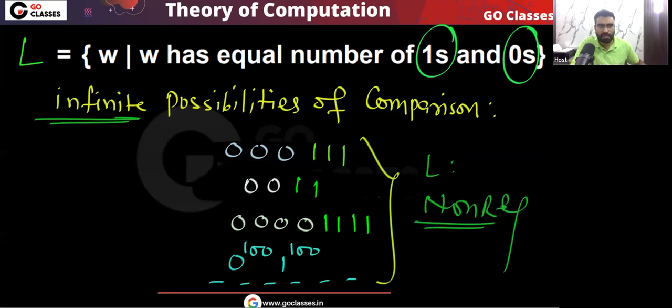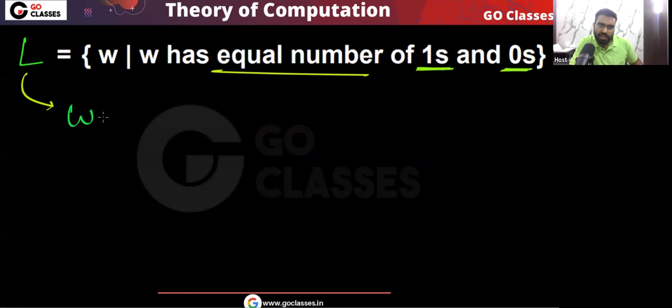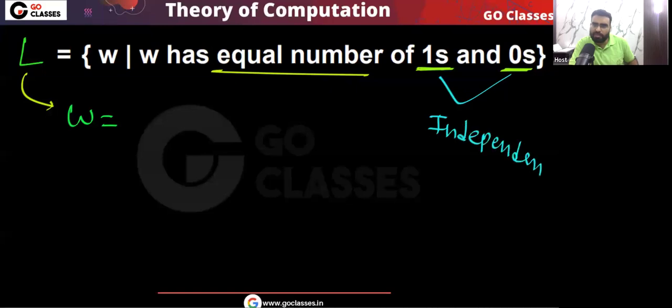Understood this? Okay. One more thing, you look at this language. Tell me, in any string, are the 0s and 1s dependent on each other? Can they freely occur without disturbing the other? See, in this language, we want an equal number of 0s and 1s. Look at any string. Is it possible that 0s and 1s are completely independent? Can I say they are independent of each other? It means one of them does not disturb the other.